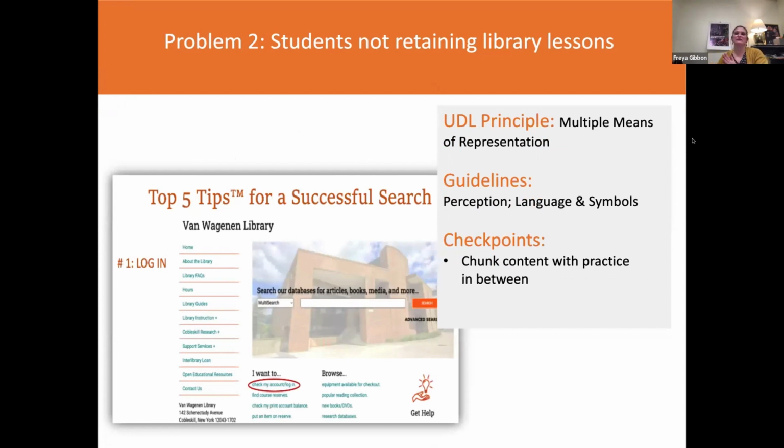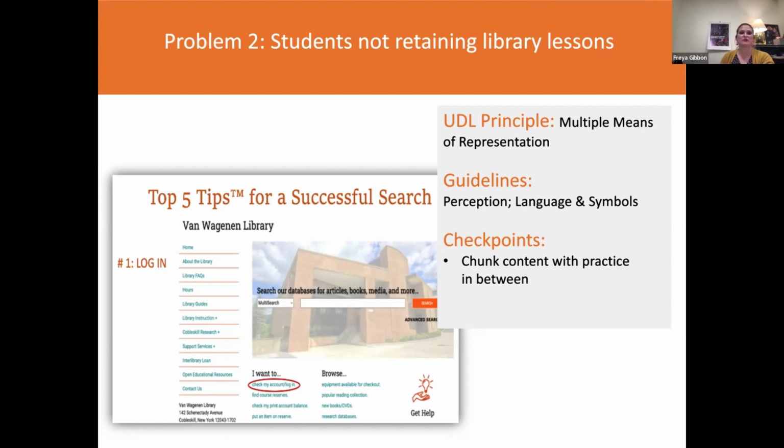And similarly, something I've started to do, so the same problem about retention in lessons is how do you chunk content? One way that the UDL guidelines and checkpoints suggest is to chunk content and then put practice in between, helping with perception and helping create those frameworks for memory. So I've started to do a standard top 5 tips for successful search for intro-level lessons that I can then, if I'm going back to a class or going to an upper level class, roll out. It's the top 5 tips.